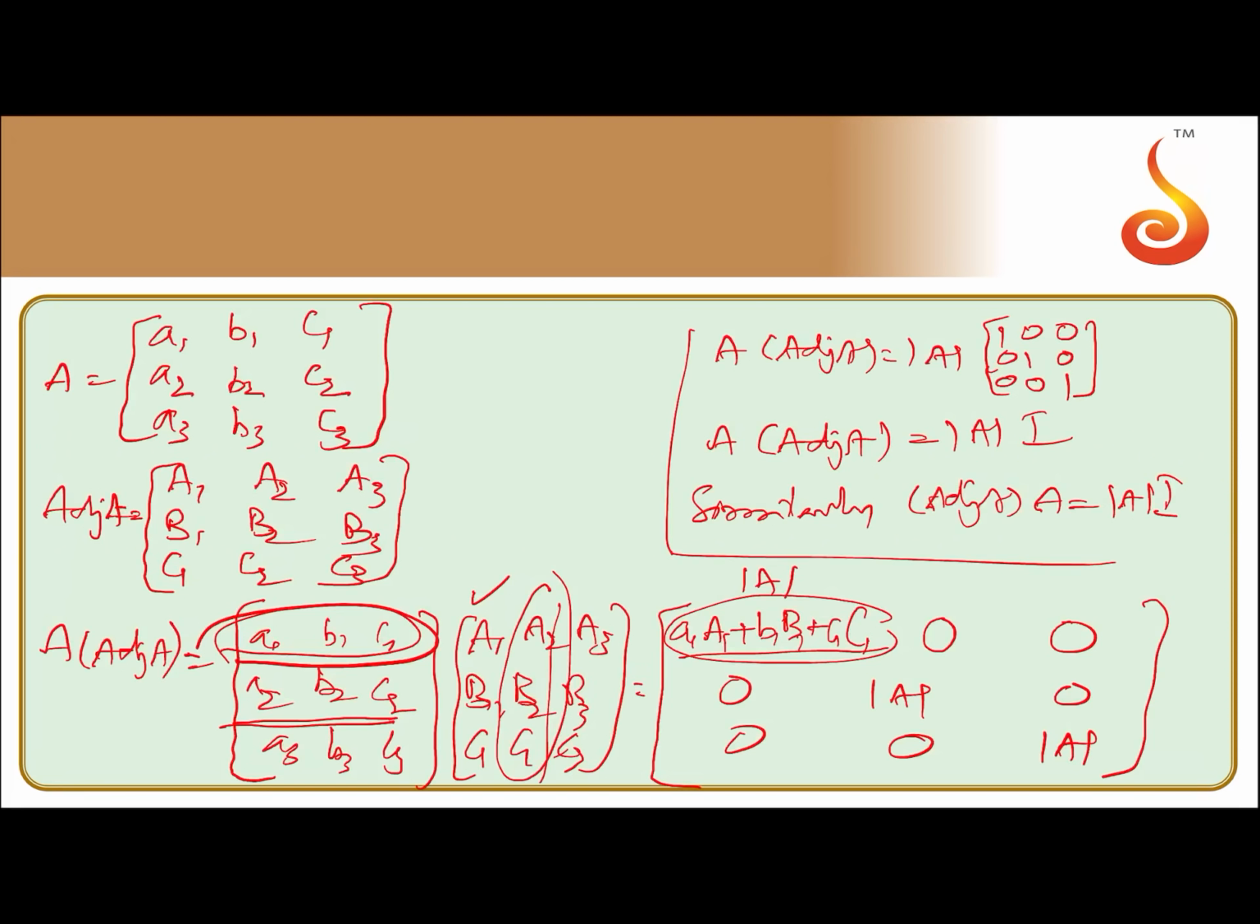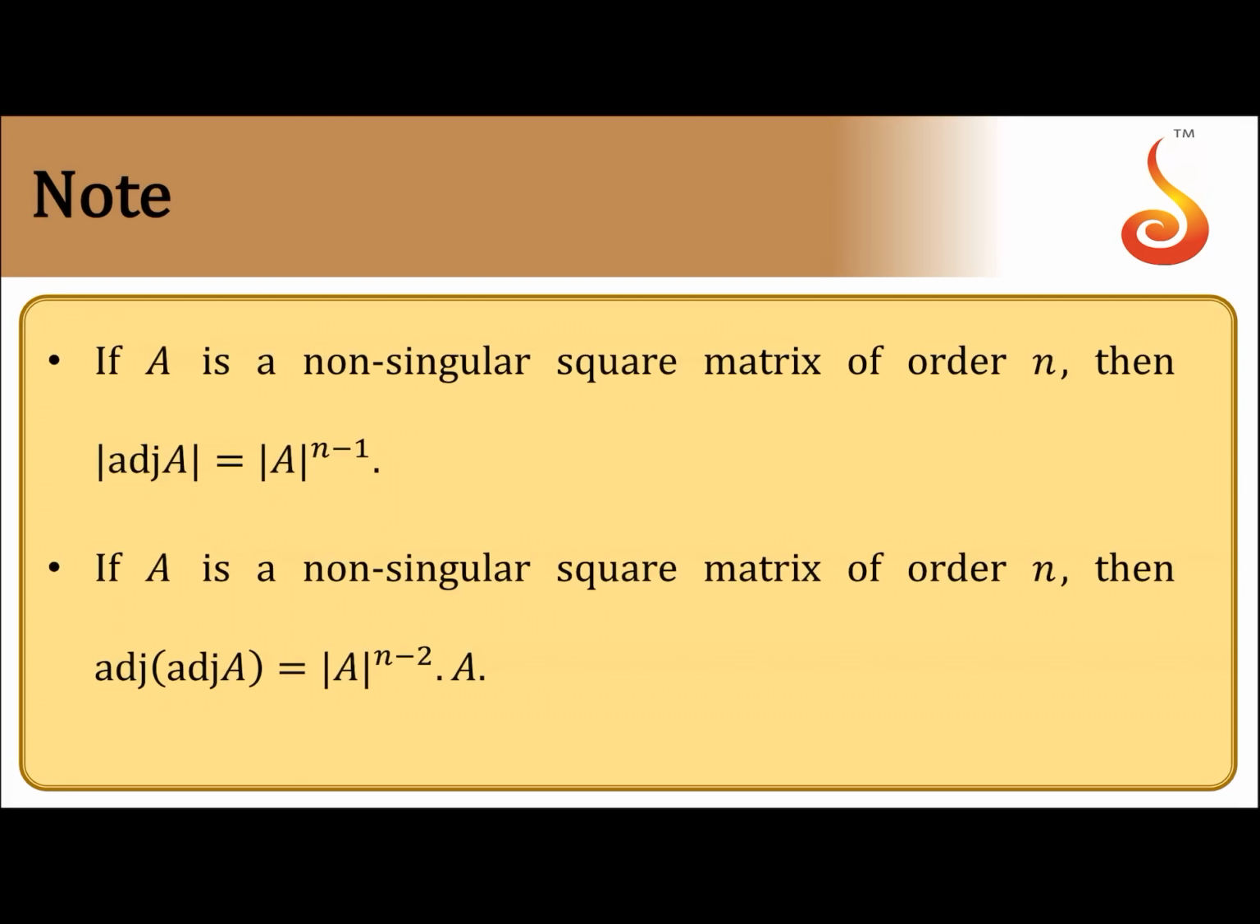Shall we proceed to the next one? Yes. As a note, remember certain properties related to the adjoint of a matrix. If A is a non-singular square matrix of order n, non-singular means determinant of A not equal to 0, then determinant of adjoint A is equal to det A to the power of n minus 1. Okay, that's one property.